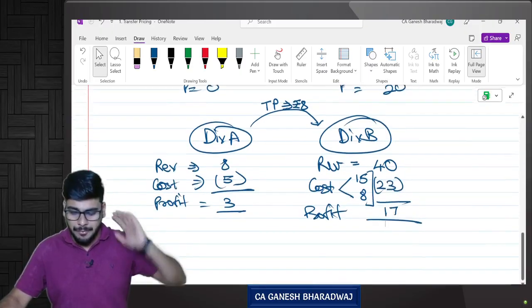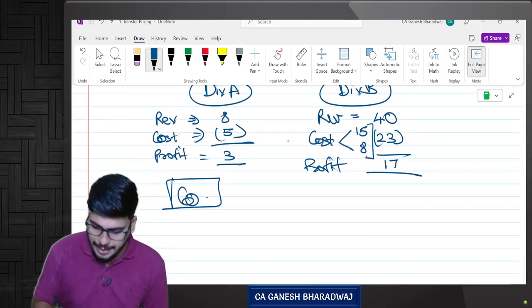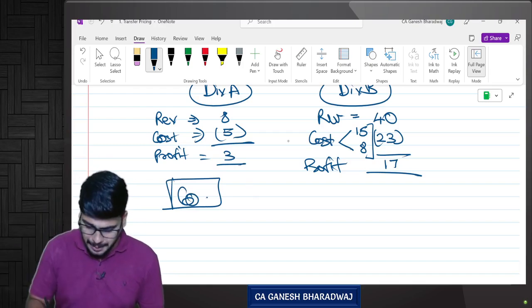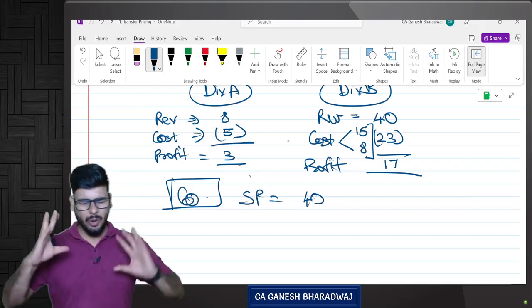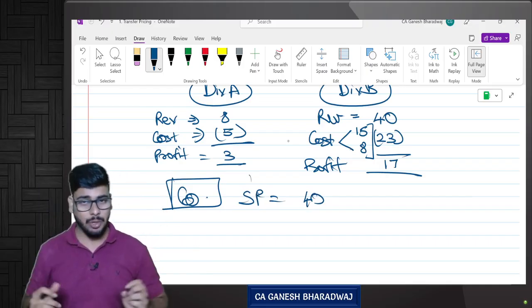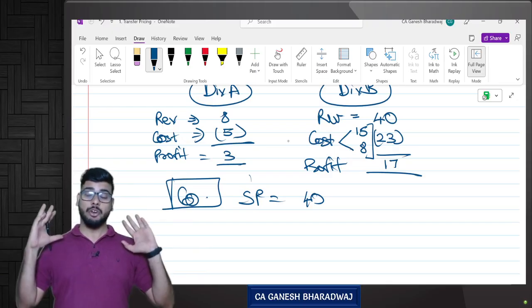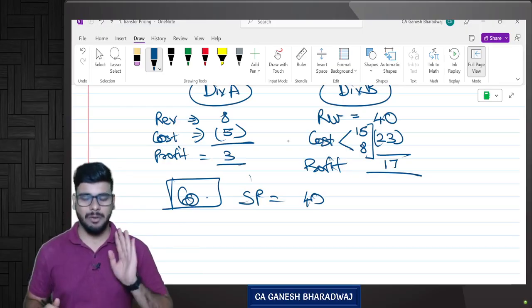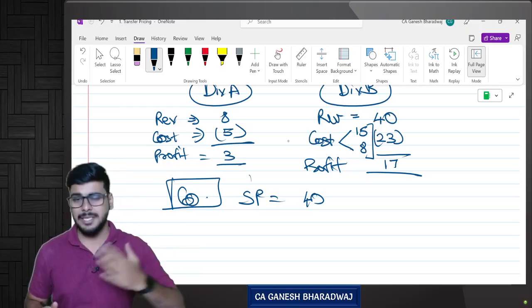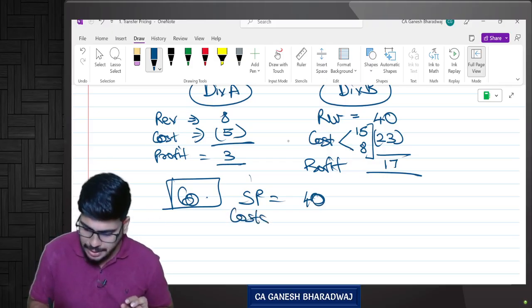Look at this from the viewpoint of the company as a whole. Final sales price. What is my final selling price? 40 rupees, correct? Forget division A, division B for the time being. Now, for me to sell every bottle of Pepsi, what is the overall selling price that I generate? 40 rupees. Perfect.